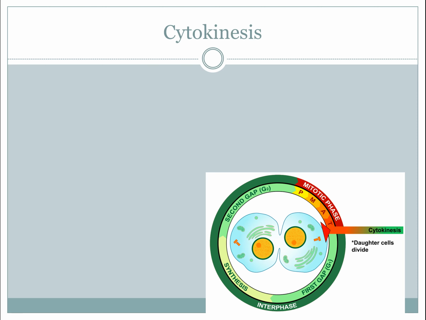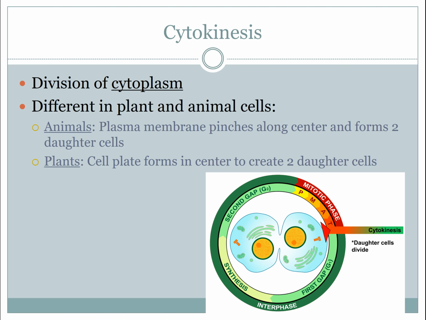Okay, so now we've divided the chromosomes, and we're on to cytokinesis, or the division of the cytoplasm. And this is a little bit different in plant and animal cells. All the other processes in mitosis occur the same way in plant cells and animal cells. But in cytokinesis, animal cells have a plasma membrane that pinches along the center and forms two daughter cells. So that's what you can see happening right here. It's pinching in half. And in plant cells, because they have a cell wall, they have a slightly different process.